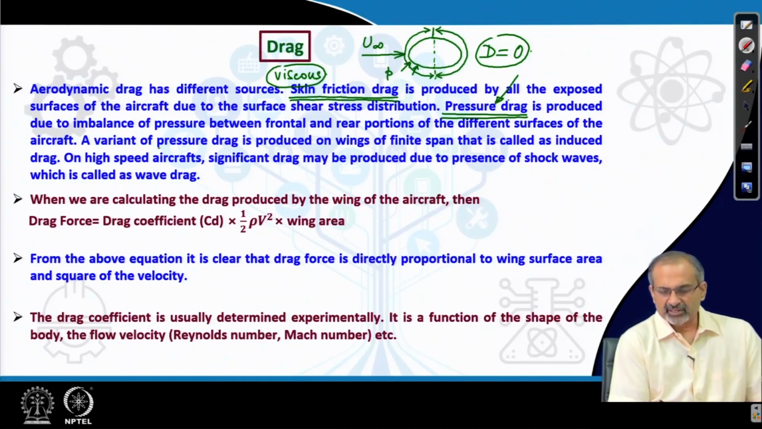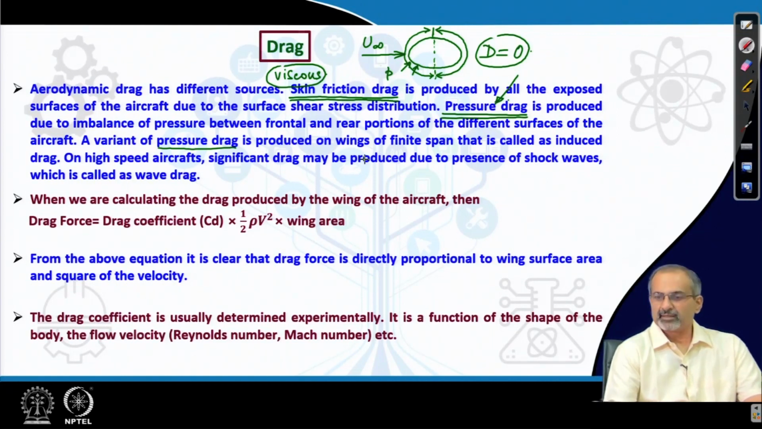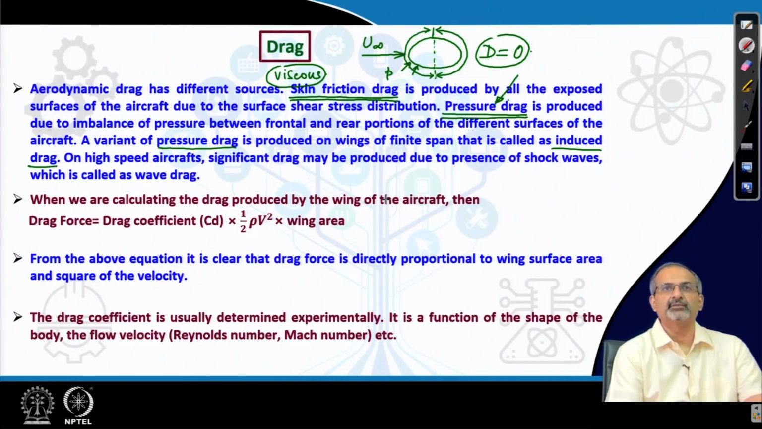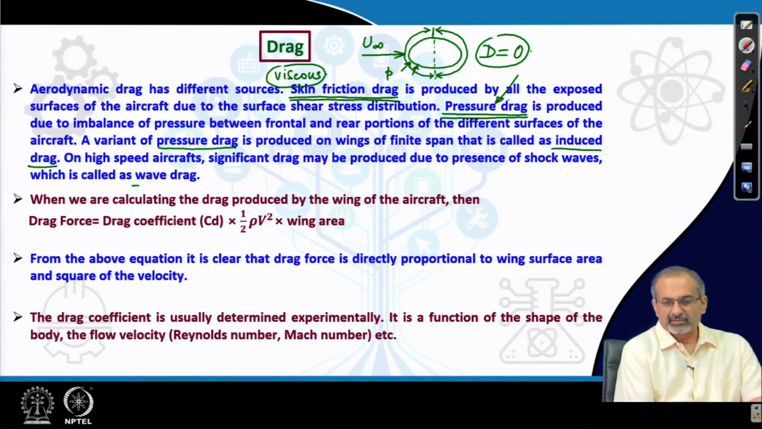A variant of pressure drag is felt by finite wings, and that is called induced drag. We will learn this later when we discuss finite wings. Additionally, on high speed aircraft and rockets, significant drag may be produced, but the route to such drag is very different. It is due to the presence of shock waves and expansion fans, and that is called wave drag, and that is going to occur only when the flow goes supersonic or still faster.